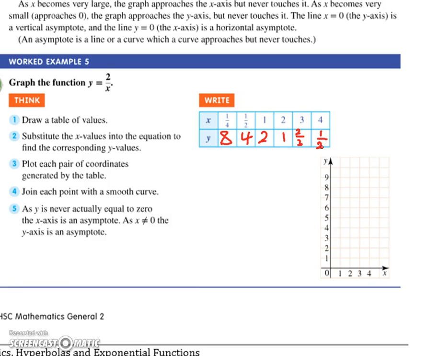Now, interestingly, on none of the other ones that we have done have we used fractions for our x values. Why are we doing it now? It is a hyperbola, but why are we doing fractions? Sorry?